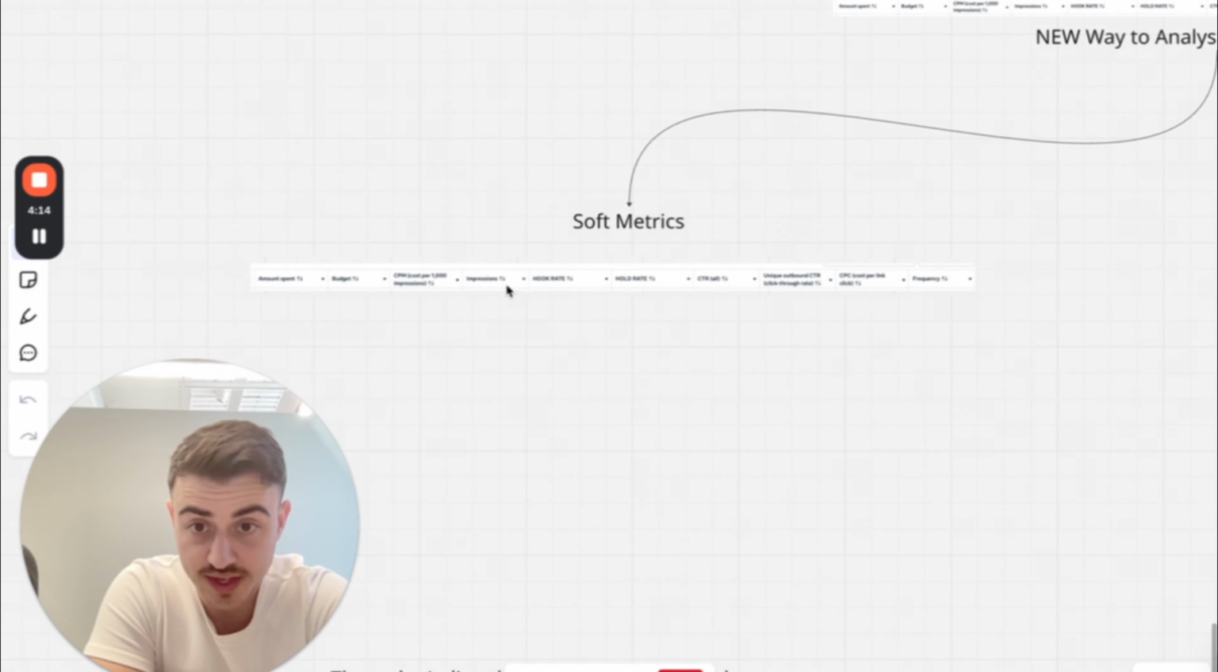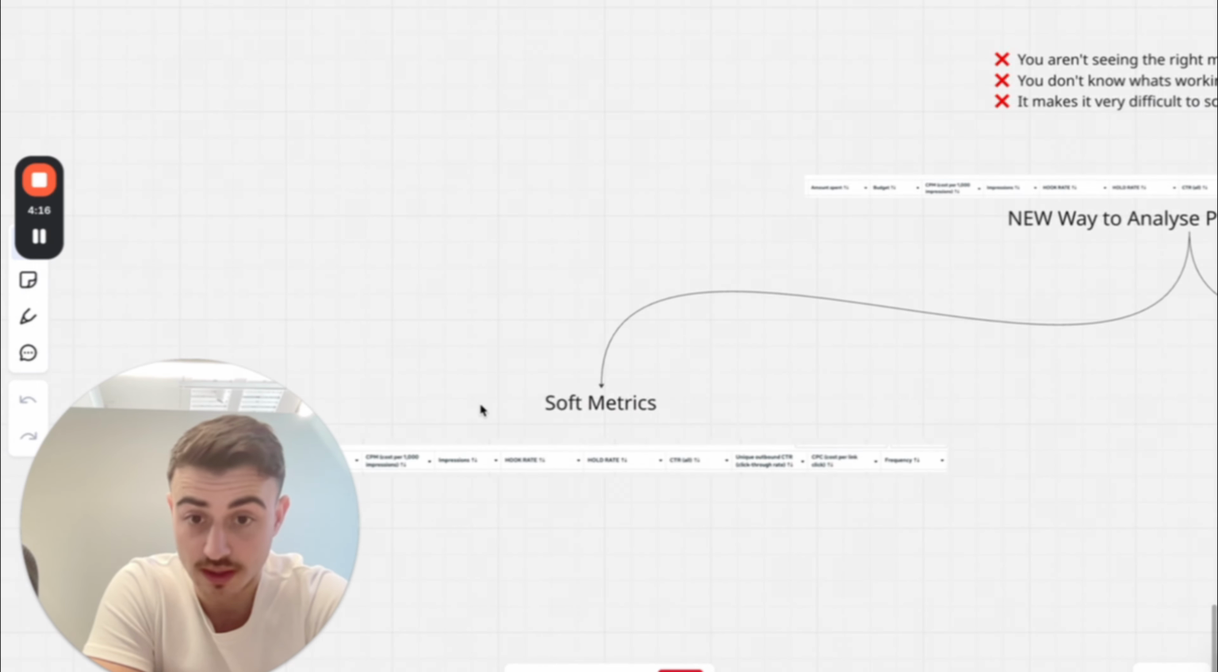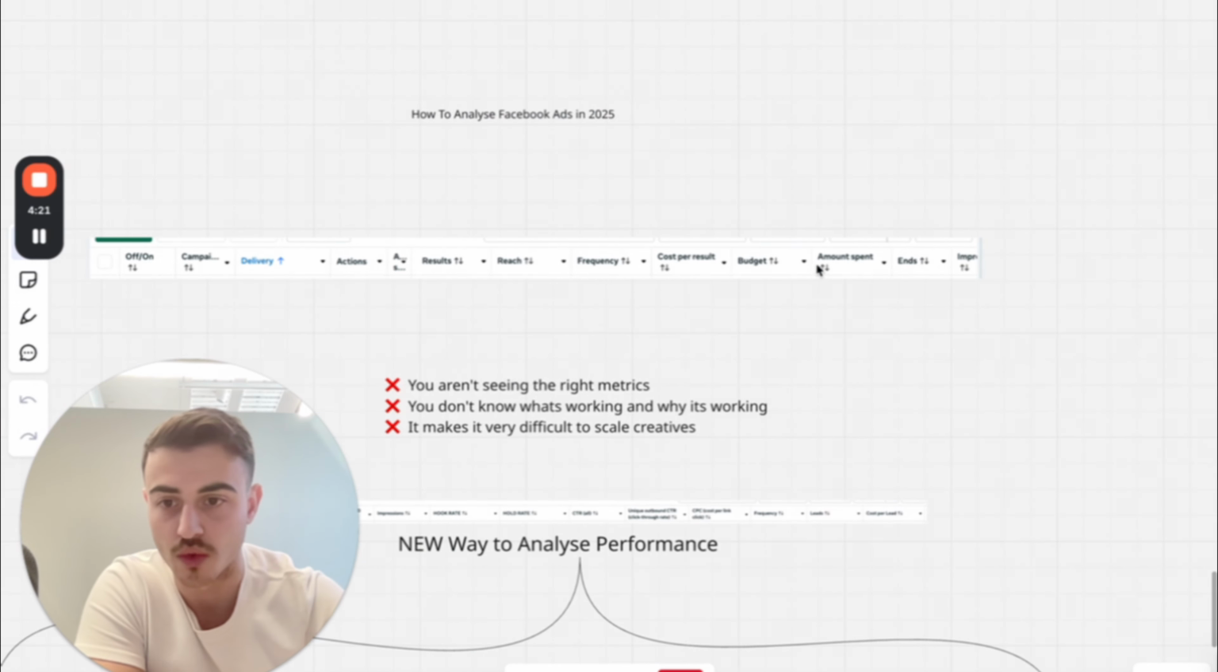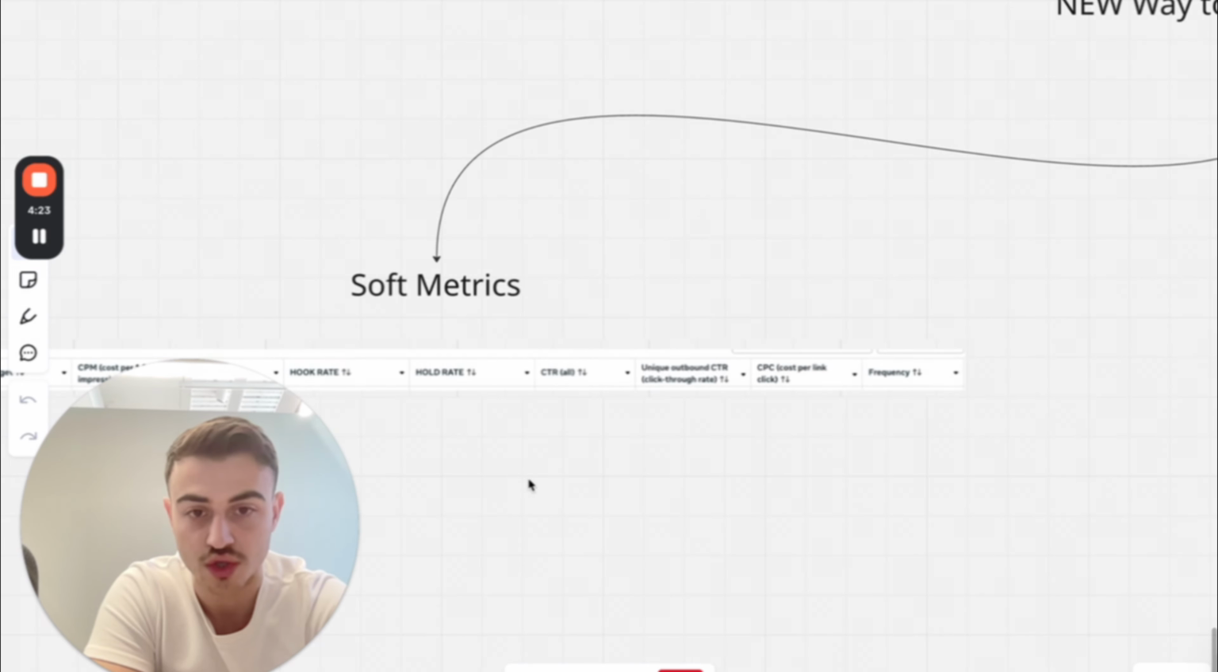Okay. But you see how this is much easier, or you can see the bottleneck here by looking at the right metrics instead of just looking at this and going, right, why are my ads not working? Okay. You need to be very, very clear on what's not working.